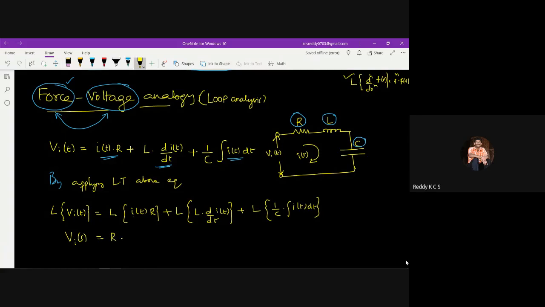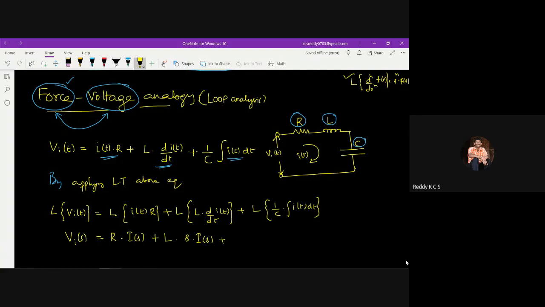Then the Laplace transformation of i(t) is nothing but I(s). L is a constant, so I'll take it out, and then the Laplace transformation of d by dt of i(t). It's the first derivative, just to the power of 1, so we'll get s into I(s).